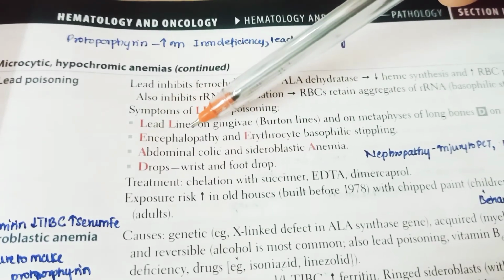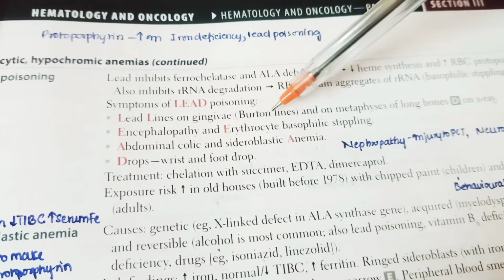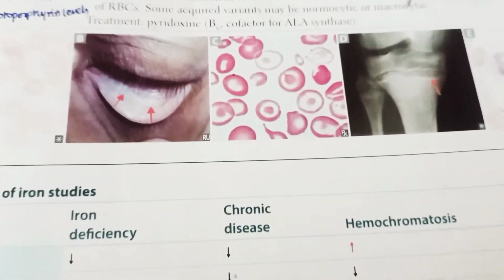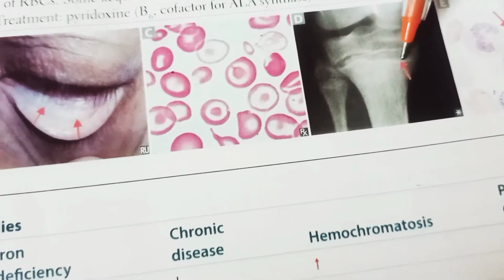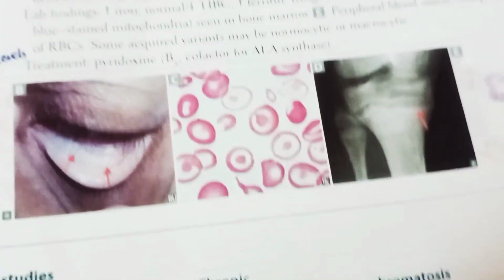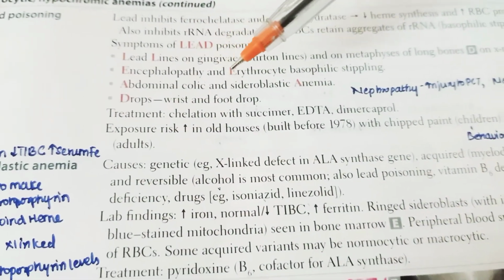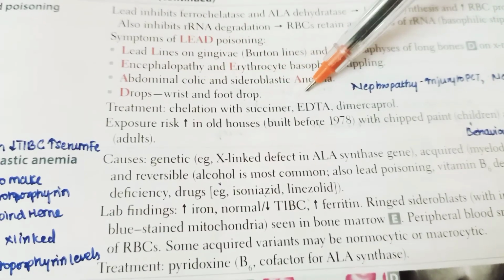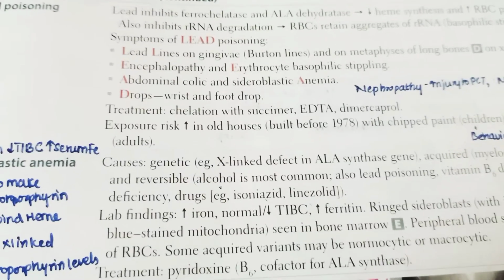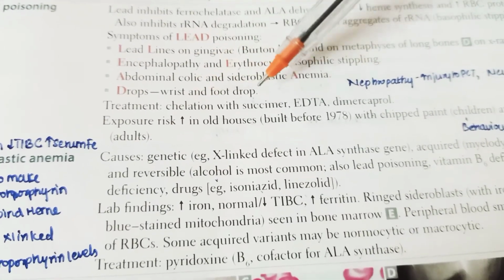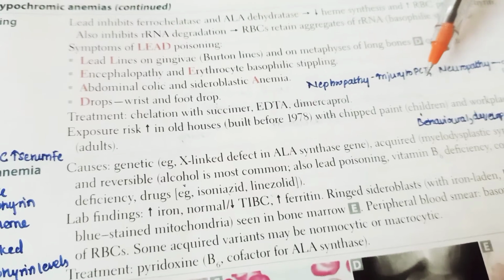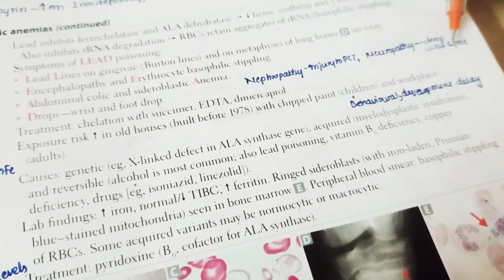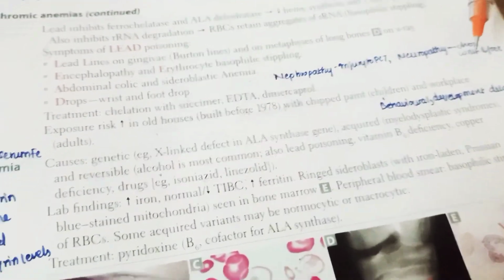L means lead lines on gingivae, that are called Burton lines, and also you can see on the metaphysis of long bones on X-ray. You can see here these lines are the lead lines. And next, encephalopathy and also erythrocyte basophilic stippling, abdominal colic and sideroblastic anemia, and also drops, that is wrist and foot drop, and nephropathy, injury to the proximal convoluted tubule, neuropathy, that is wrist and foot drop.